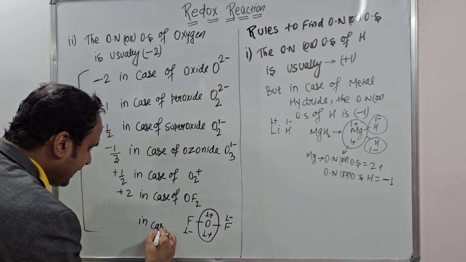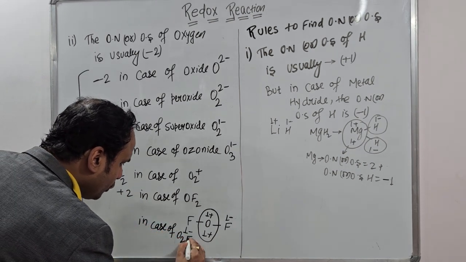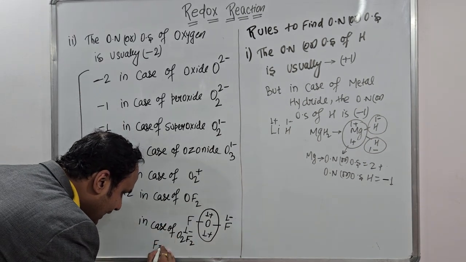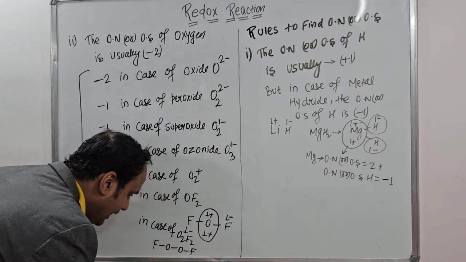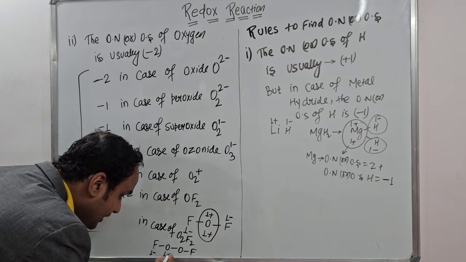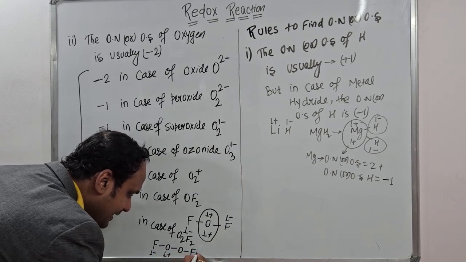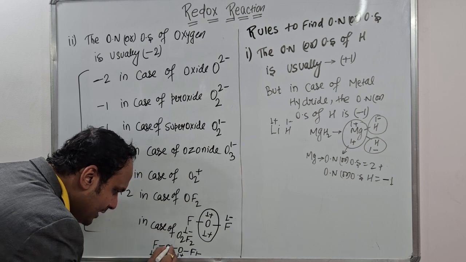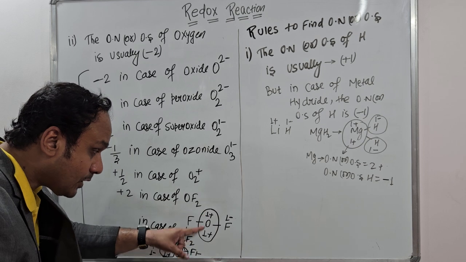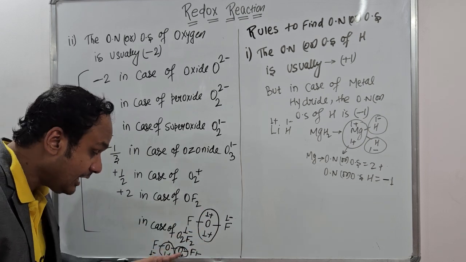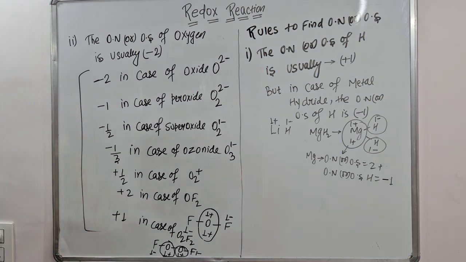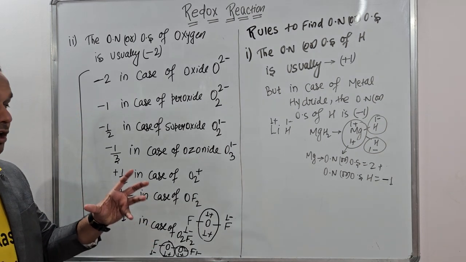Now in case of O2F2, the structure is FOOF. Each F has 1 minus because it is more electronegative than oxygen. So each oxygen has 1 plus. What is the oxidation state of this oxygen? +1. Individually +1 on each oxygen. So these are the special cases of oxygen in which you have to learn the oxidation number.